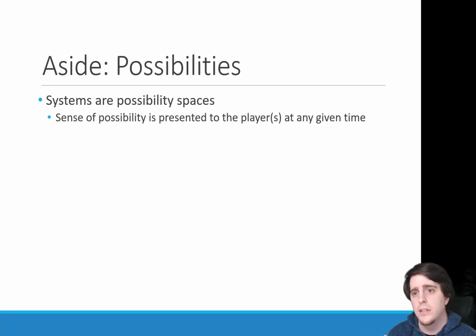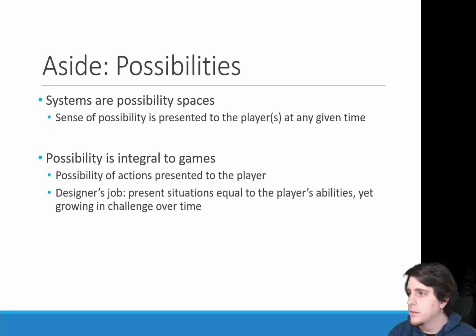There's room within a system for lots of different interactions and outcomes, as mentioned. Within games, we have players experiencing at any given time that sense of possibility. And possibility is extremely important to games, whether you're simply presenting the actions that a player can do, or whether a player is making those moment-to-moment gameplay decisions and defining the way that their own possibility plays out. So for us as designers, it's our job to present situations to players that are equal to their abilities, but also that grow in challenge over time. And this is going to come back to flow, which I believe you have an understanding of and we'll touch on a little bit later in the course.